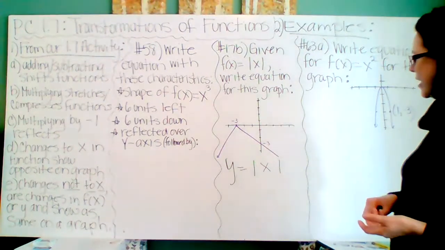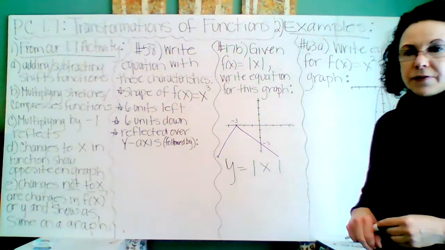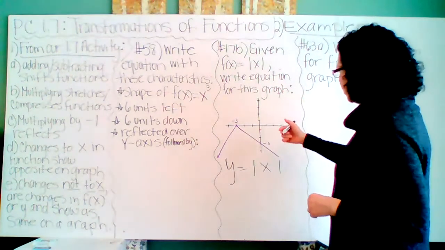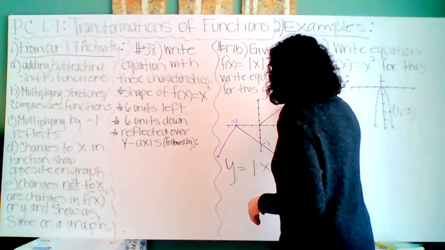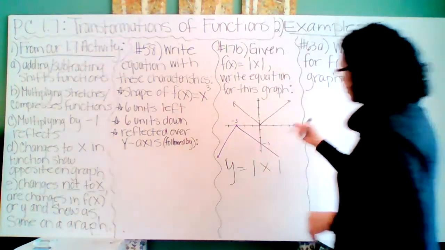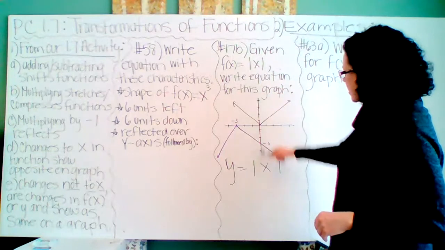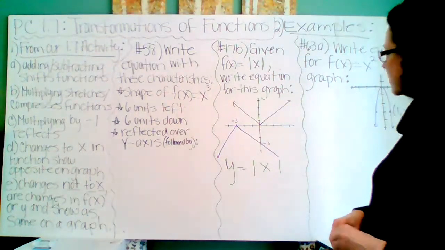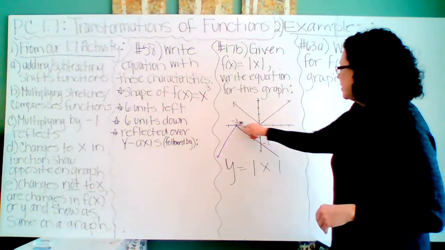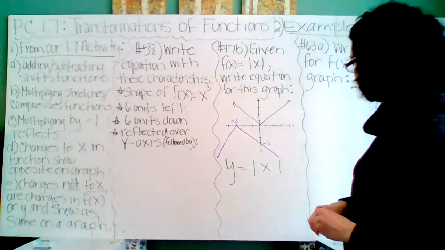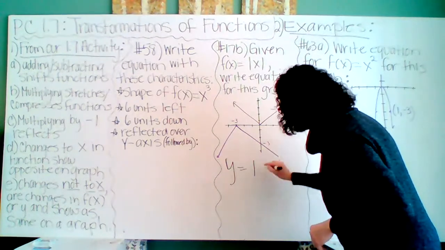Now, the next thing I do is ask myself, has it been moved left or right or up or down? Well, it hasn't been moved up or down, right? Because the absolute value function looks like this, where the vertex is at 0, 0. So that vertex has not been moved up or down. Has this vertex been moved left or right? Yes, it has. It's been moved to the left 3. That is a horizontal change.